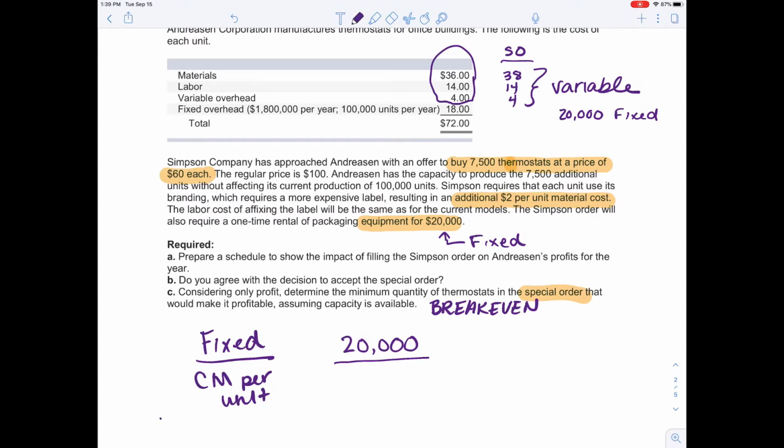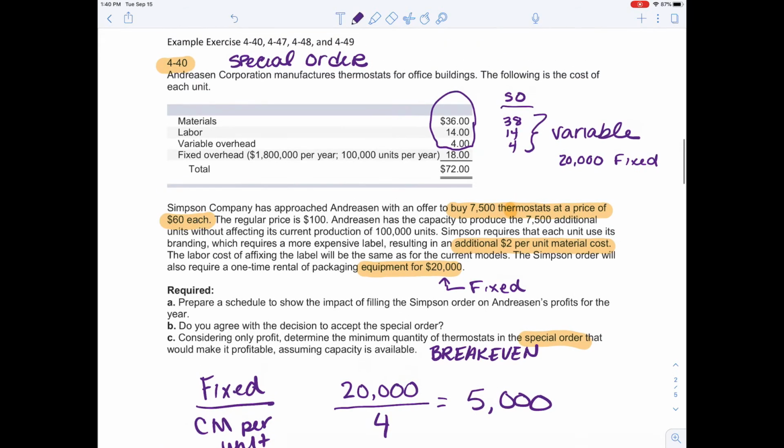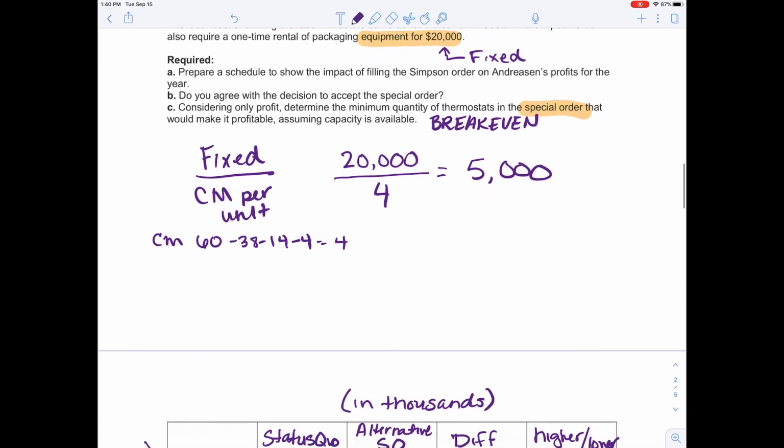We have all of these variable costs. So remember, to get that contribution margin, it's sales. I'm selling these at $60. I would subtract the 38, subtract the 14, subtract the 4, and that equals 4. So that break-even point is 5,000. So that's an example of your special order.